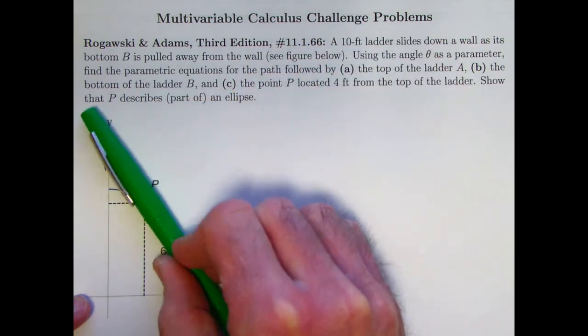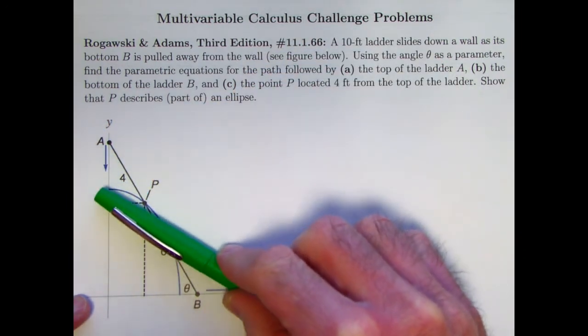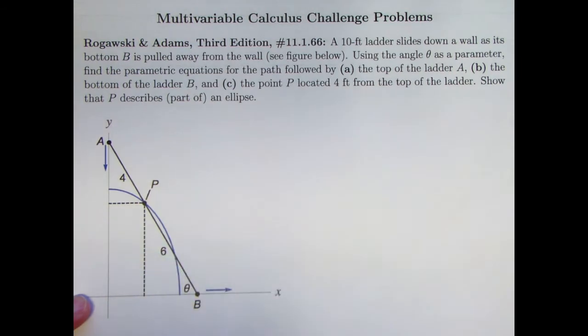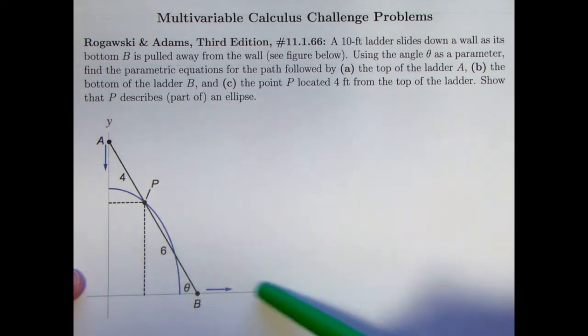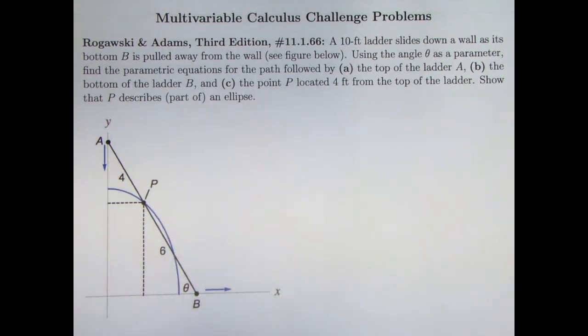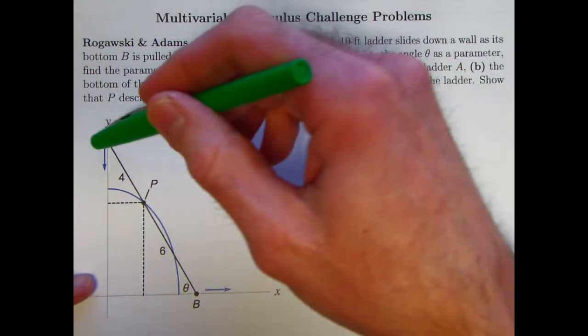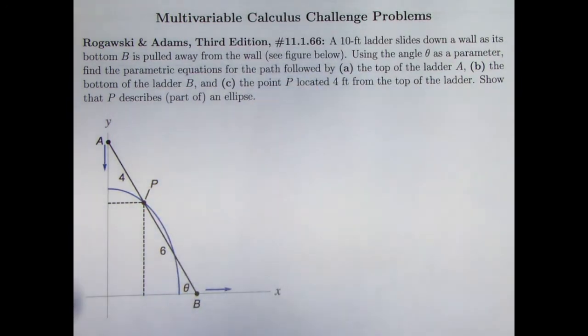The ladder is sliding. As time goes by, it's going to look more and more like this. Okay? It's going to get flatter and flatter because it's sliding down the wall. A slides down the wall as B slides across the floor. It's evidently kind of a slippery floor. We want to use the angle theta as a parameter. Now, what's a parameter? It's just another variable, like x and y. The x and y coordinates of these 3 points, A, B, and P, are going to depend on theta. Using that angle theta as a parameter, find parametric equations for the path followed by those 3 points.